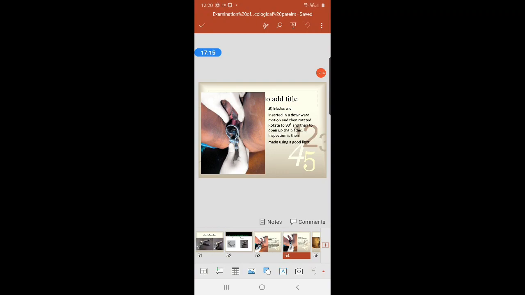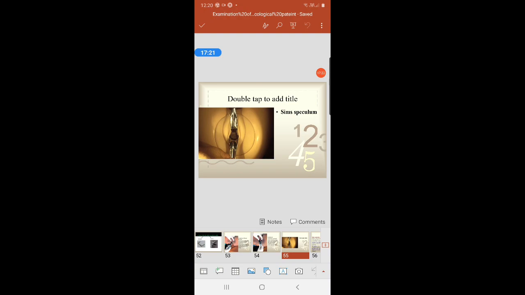Then we need a good light source for the inspection. Then we can start the inspection in this position. See here, this is about the Sims speculum. How to insert the Sims speculum is given here.